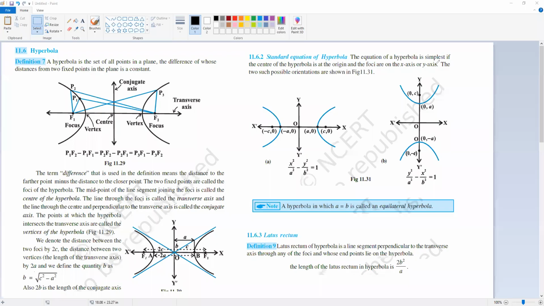So the next conic, the last one that we are going to discuss, is the hyperbola. A hyperbola is a conic section because it is the intersection of a double-napped cone and a plane.